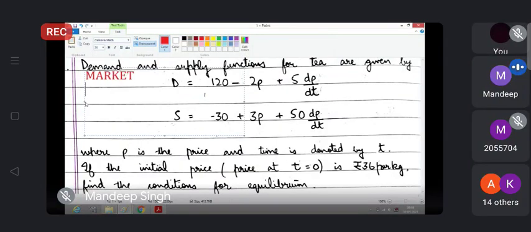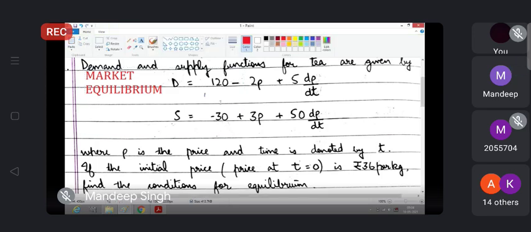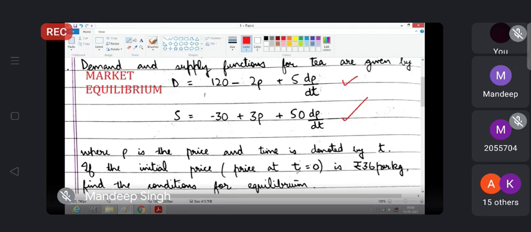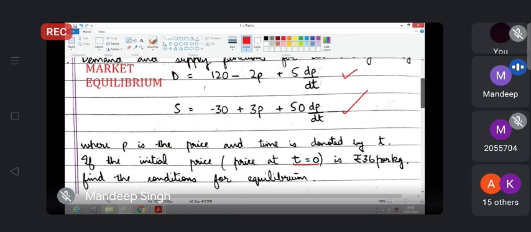Market equilibrium. Two equations are given to us, the demand function and the supply function, where P is the price and time is denoted by T, or P is the price at time T. If the initial price, that is when time is 0, is 36 rupees per kg, find the conditions for equilibrium.